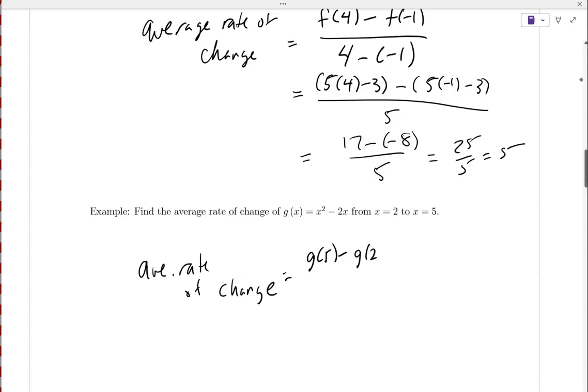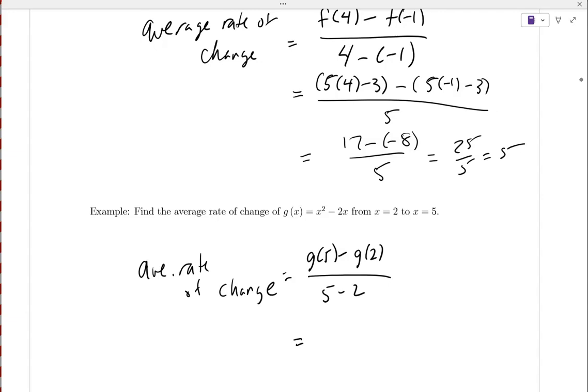g of 5 minus g of 2 over 5 minus 2. That's just the formula, right? Plugging the numbers into the function and dividing by the length of the interval.